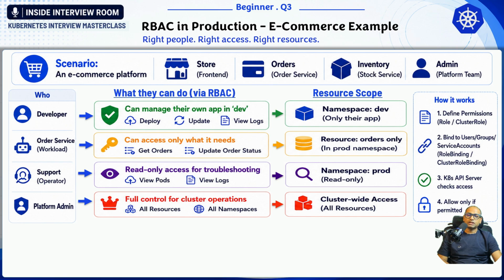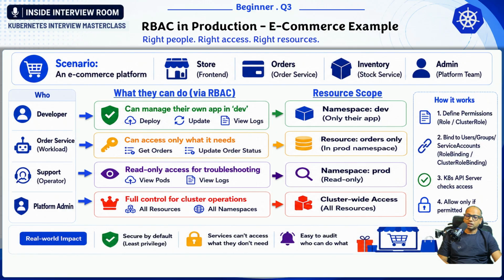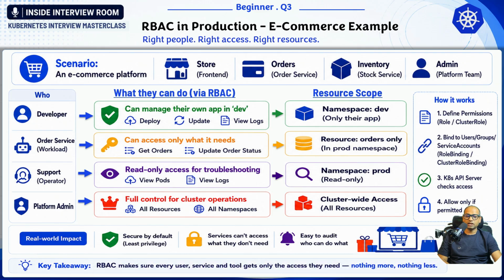Real world impact: secure by default, least privilege. Services can't access what they don't need. It's easy to audit who can do what. RBAC makes sure every user, service, and tool gets only the access they need, nothing more.